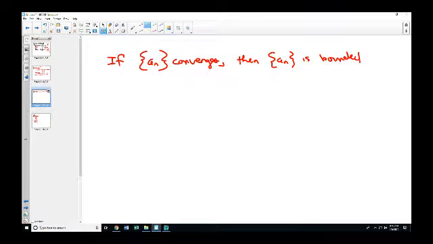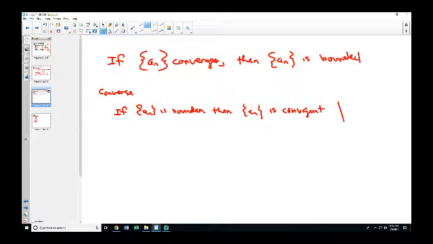What you just stated is called the converse. So this is a statement, correct? An if-then statement. Okay, the converse of that statement would be this: if a sub n is bounded, then a sub n is convergent. But that's not true. Big fat F. So if you have a statement that's true, its converse is not necessarily true.